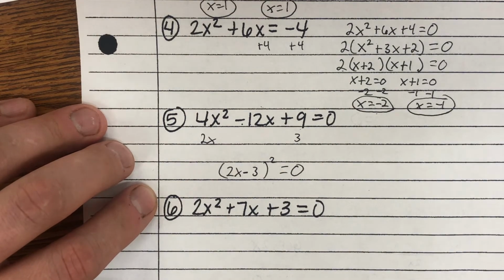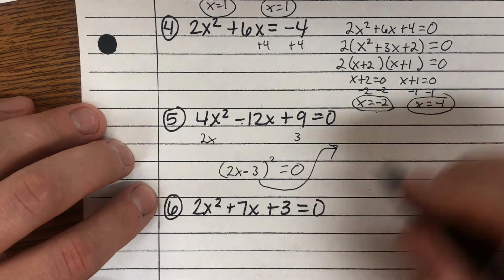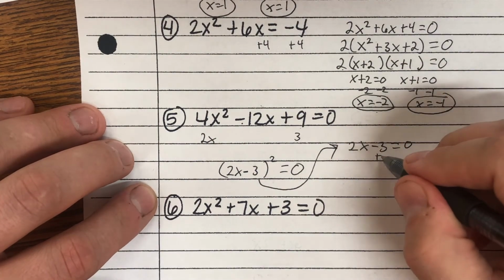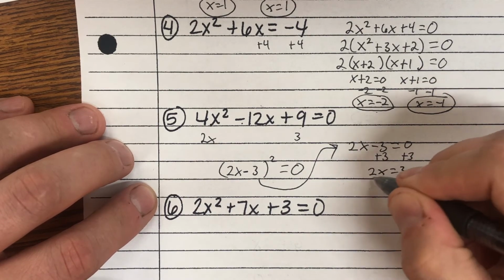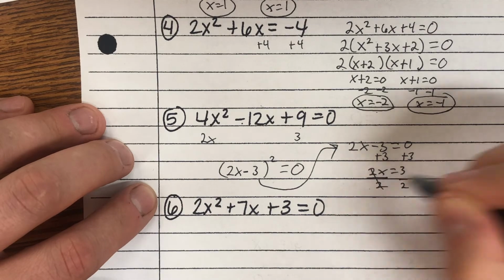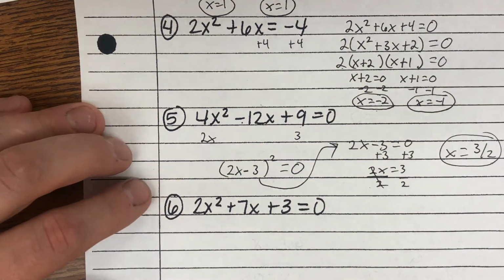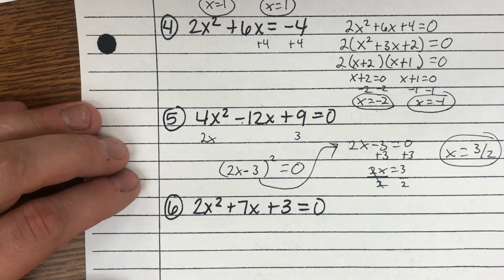So there's only one solution to this, and that's when 2x minus 3 is equal to 0. So we would say 2x minus 3 equals 0. Add our 3. 2x equals 3, divide by 2, and x is equal to 3 over 2. So if you notice that it's a perfect square, that's definitely going to simplify the process, okay?